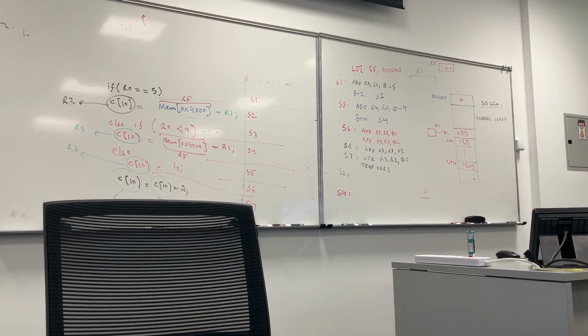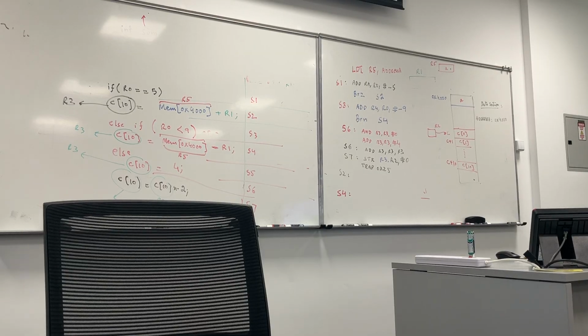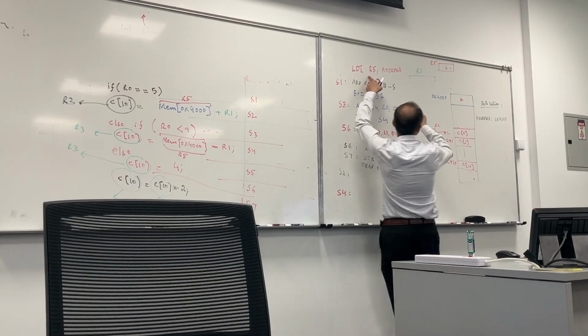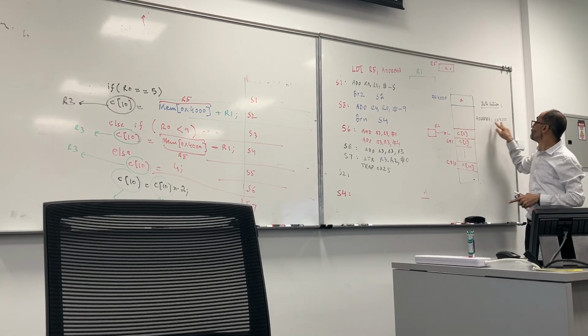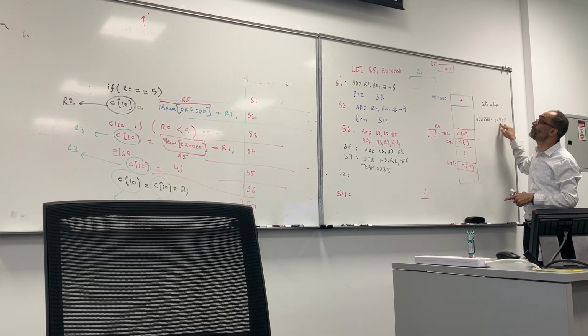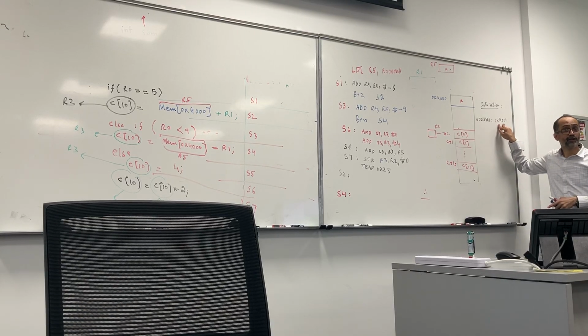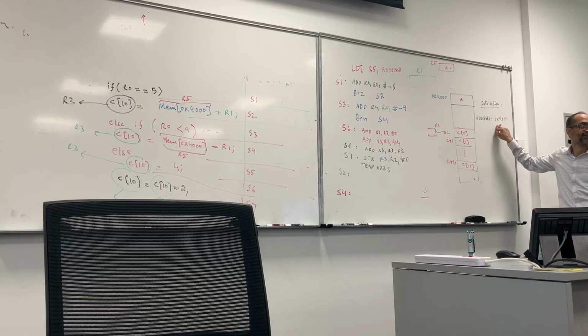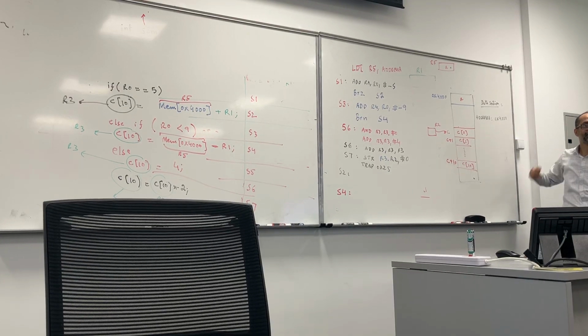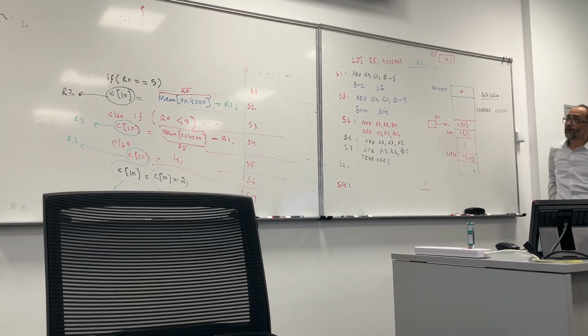Very good. Any question? Because if you are using LD, R5 will not contain the content of 0x400. It will contain 400. We are not interested in 400. We are interested in the content of 0x400. Yes. Any question? Okay. Now we have R5.